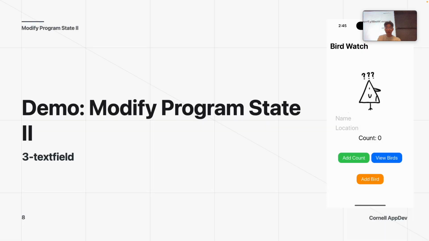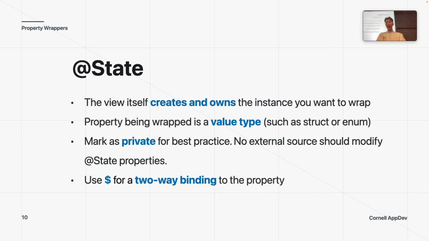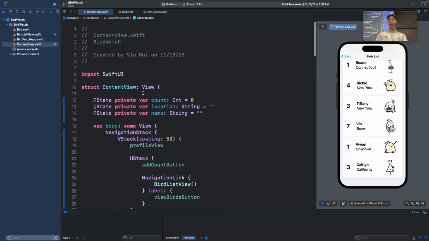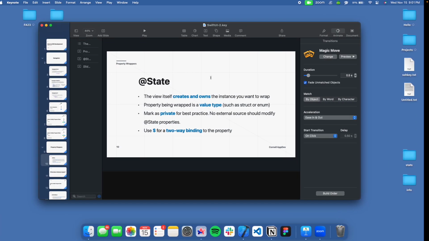So now, just to recap what property wrappers are. Remember, we use @State if the view itself creates and owns the instance you want to wrap. So earlier, I had this property right here. Because this content view owns it and it created it, by creating, I mean that it initialized a value to it. Then you want to use @State.